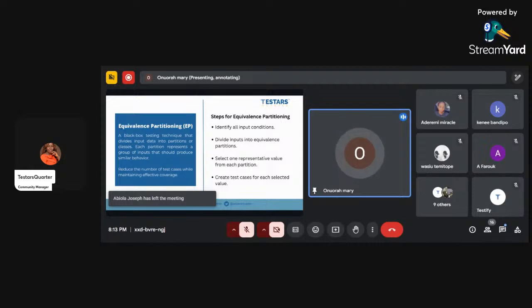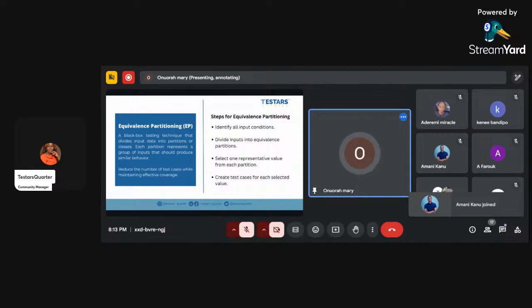So let's say, for instance, you divide your input data into, say, partition A, B, C, right? From partition A, you pick one data to represent everything, irrespective of the number of values that fall into that partition. You just pick one to represent them. And whatever result or output that particular value gives you is what you use to judge every other value in that partition, right? Now, the essence of this test technique is to reduce the number of test cases while ensuring effective test coverage, while ensuring that you have a maximum level of test coverage with the barest minimum of test cases, right?